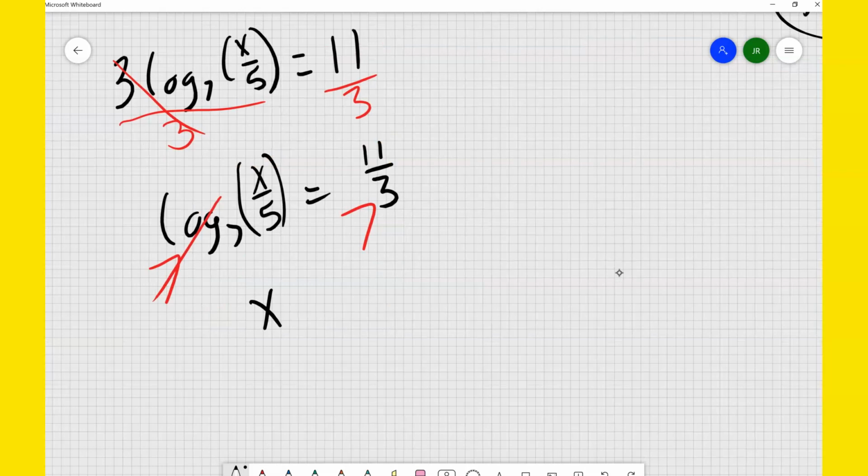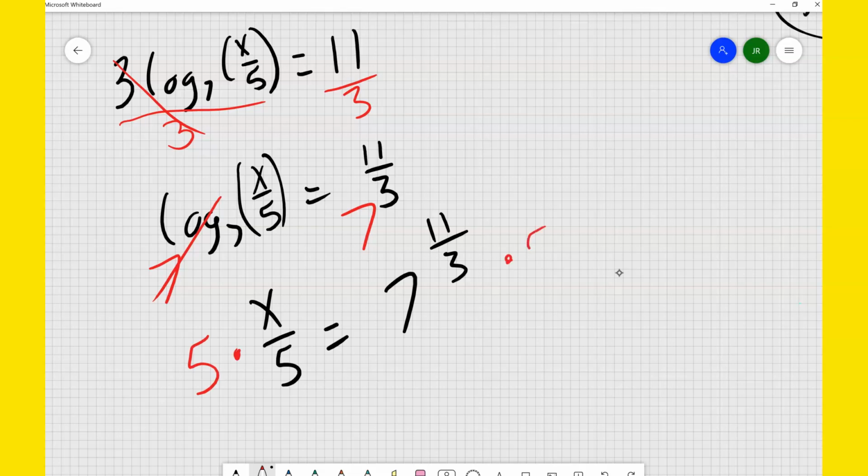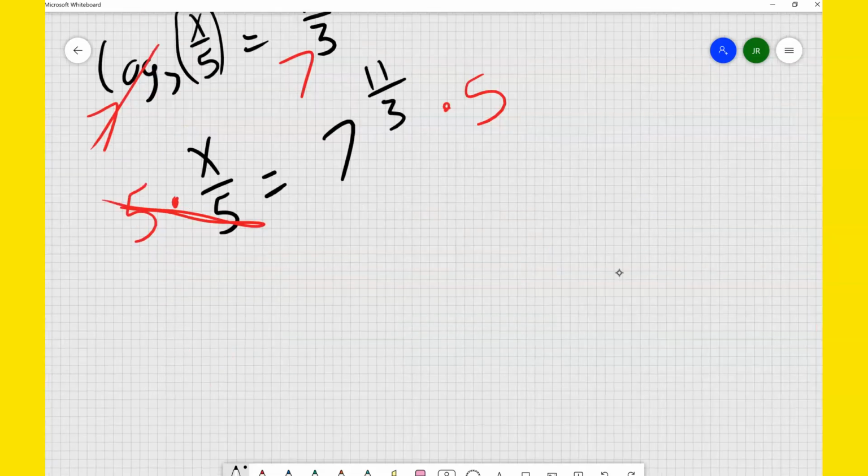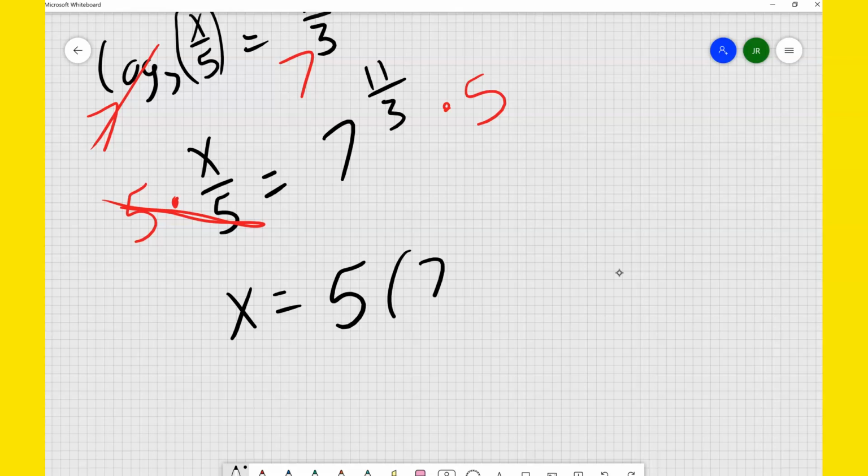So this gives me x over 5 equals 7 to the 11/3. And now get rid of that 5 on the bottom of the fraction by multiplying both sides by 5. And that gives me x equals, just write the 5 in front of the 7 to the 11/3.